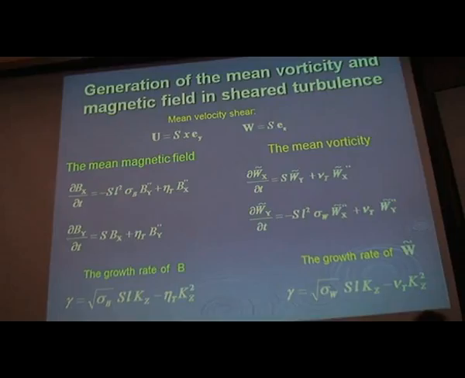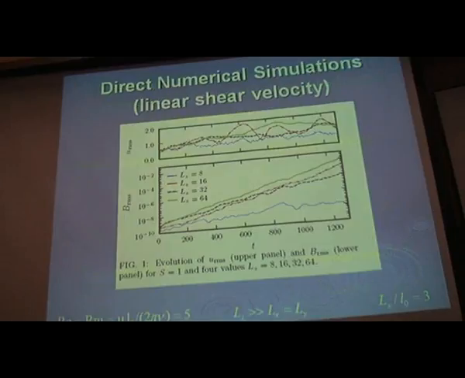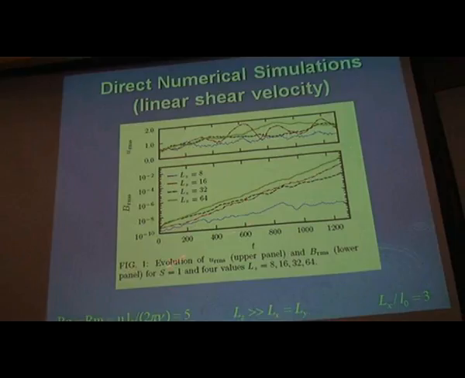We see here two panels. This is the RMS velocity, and this is growth of the large-scale magnetic field. And we don't observe here a linear kinematic stage of growth of the vorticity, so it is saturated at some level.